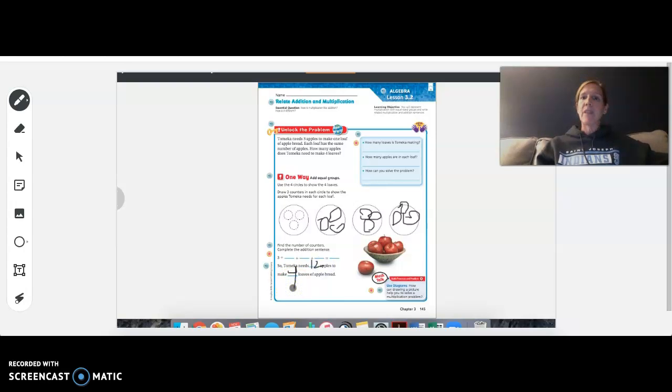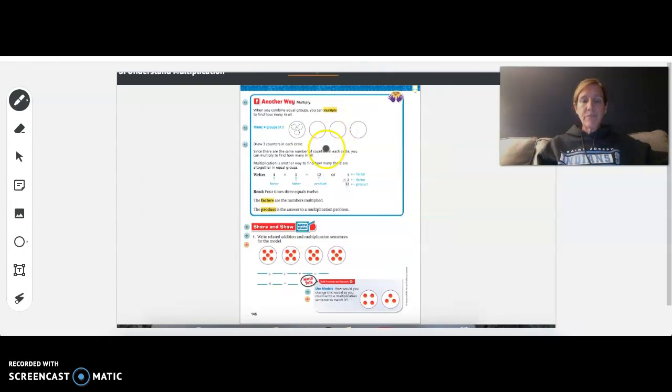All right, so that would be the way to use our addition. We could use addition, but we could also use multiplication. So let's flip the page and see how we could use multiplication. Another way to do it would be to combine the groups. When you combine equal groups, we can multiply. So I have 4 sets of 3. I have 4 groups of 3.